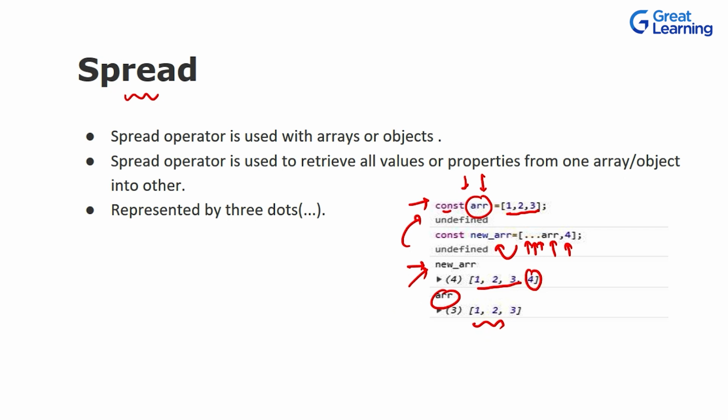So the spread operator is used to retrieve all the values or properties from an array or an object, in this case it was an array, and we have to use these three dots. So we have retrieved all the previous values and inserted them in this new array, that is newArr. This is the use of the spread operator.